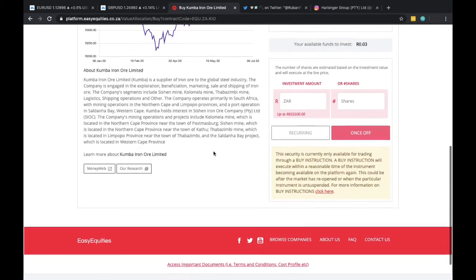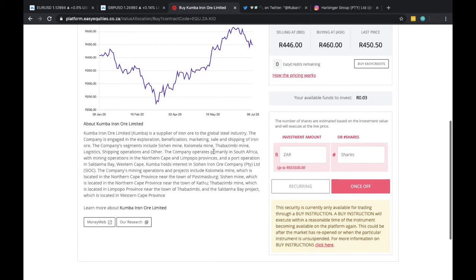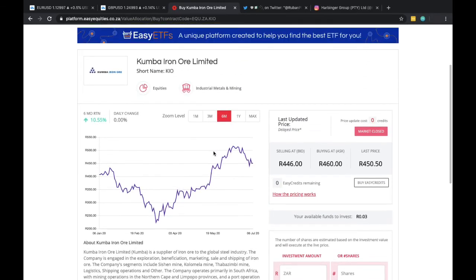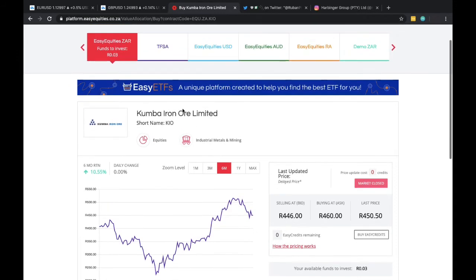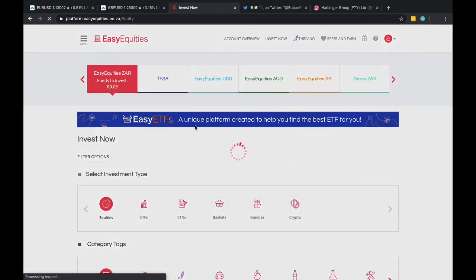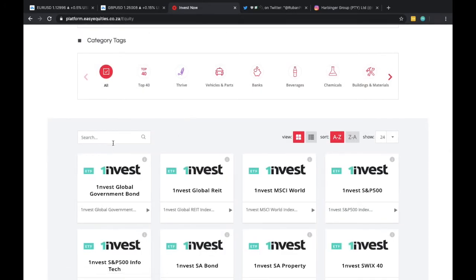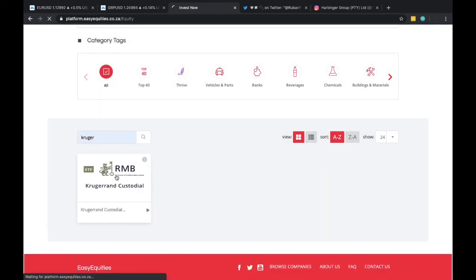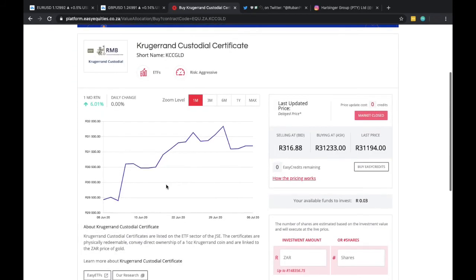And for me, just something to add to the market. If you were considering looking at K, I would suggest Kumba Iron Ore would be something to look at, and also the Kruger Rands. But you can look at Kruger Rands in your own time. I'll just show you guys what I'm talking about. The Kruger Rand Custodial, and this is something that I would consider one of you guys to look at.